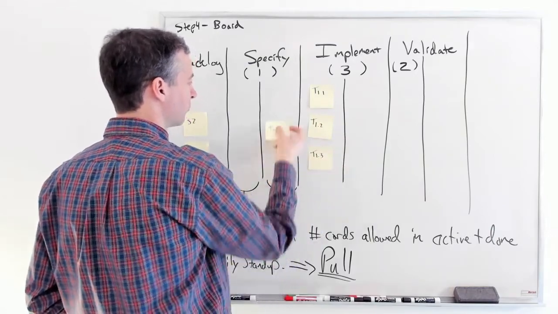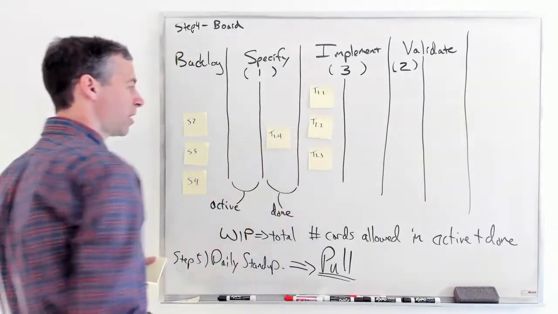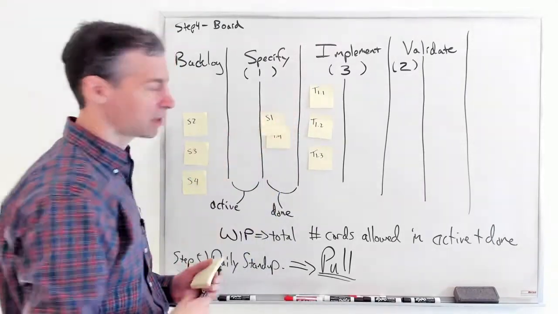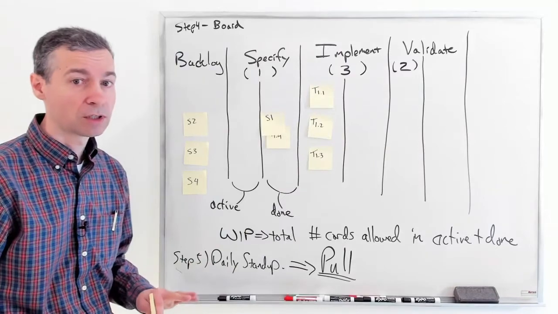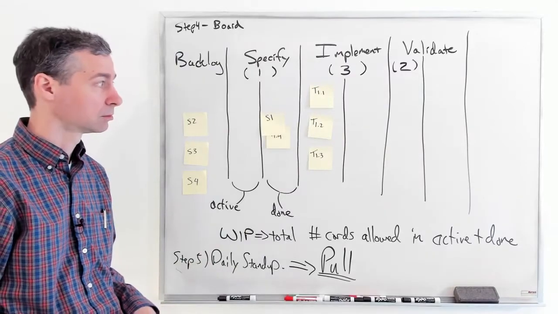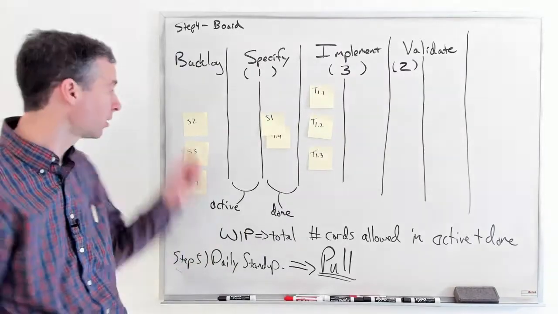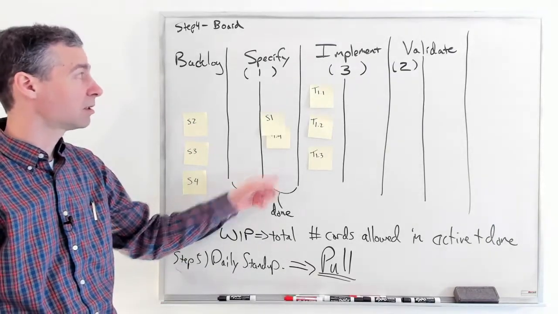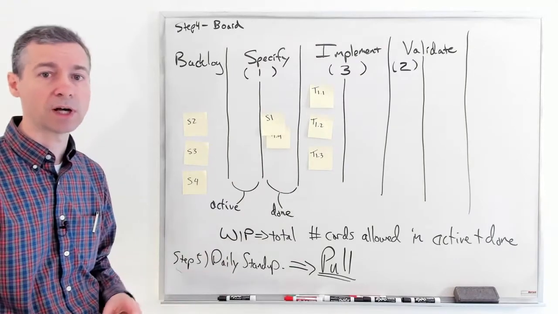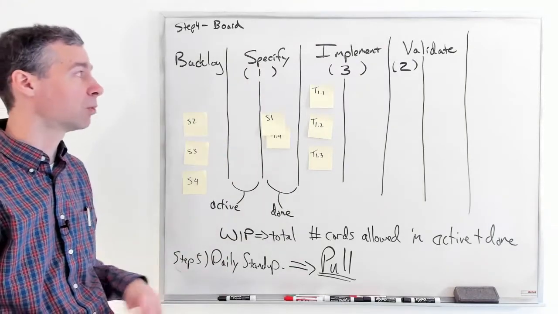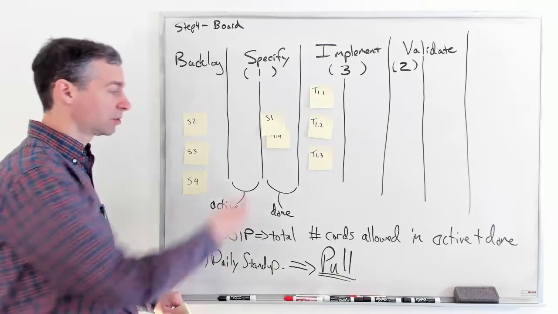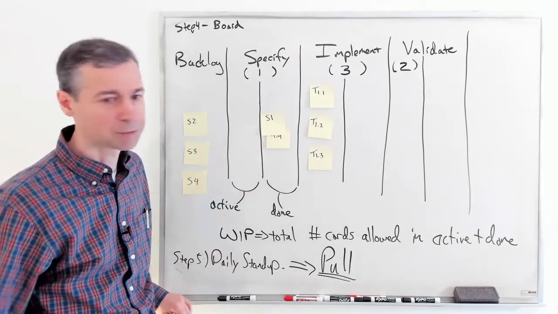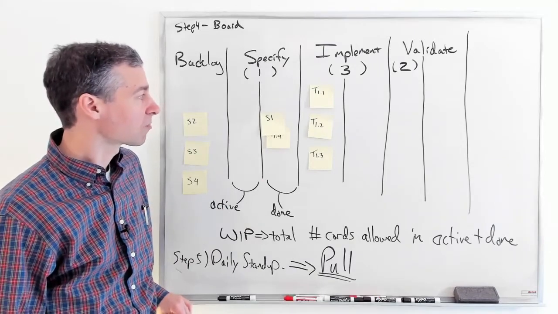Now, does specify get to pull anything? The story's still sitting there, so the answer is no. Specify is not allowed to pull anything yet from the backlog. They still have something sitting in their done column, and their work in progress is limited to 1. So the people doing specify, these program managers, have got to go do something else for a little while, and people get to work.